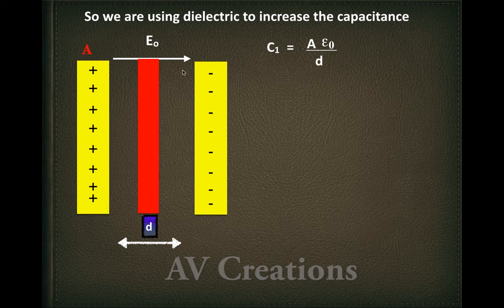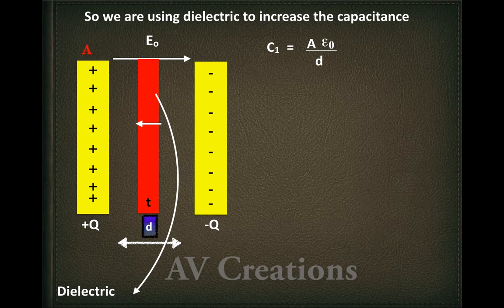We know that the capacitance of this capacitor, if there is no dielectric, is C1 equal to A epsilon 0 upon D. This charge is plus Q and this charge is minus Q. Because of this external electric field, there will be polarization inside the dielectric, and because of the polarization, there will be an internal electric field EP, the polarization field.